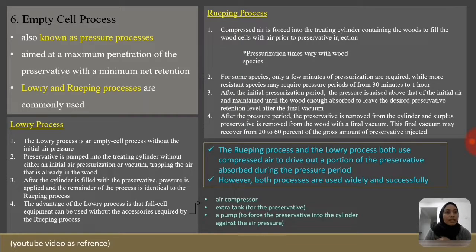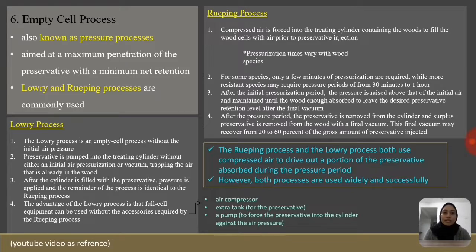After the pressure period, the preservative is removed from the cylinder and surplus preservative is removed from the wood with a final vacuum. This final vacuum may recover from 20 to 60% of the gross amount of preservative injected.